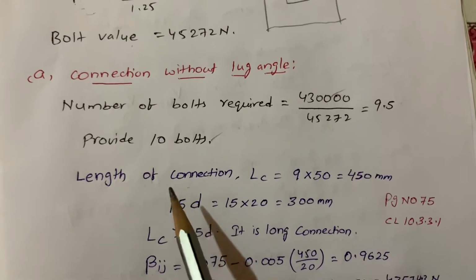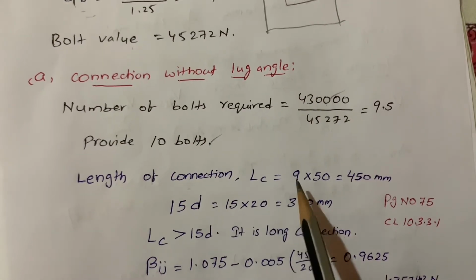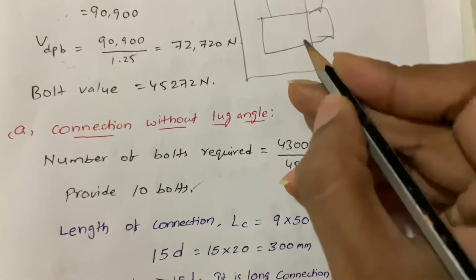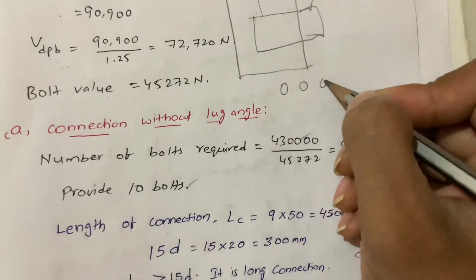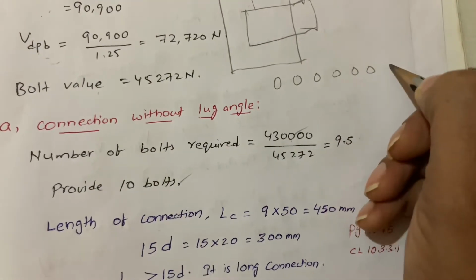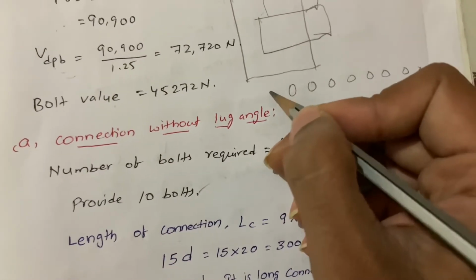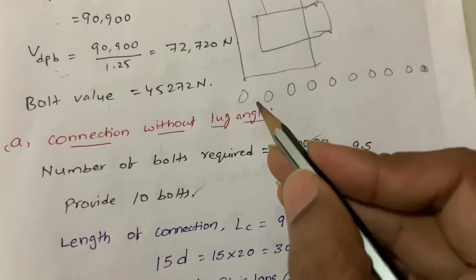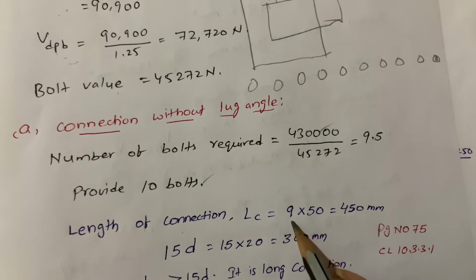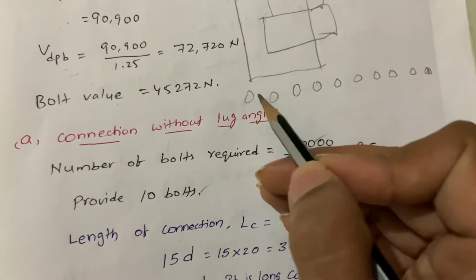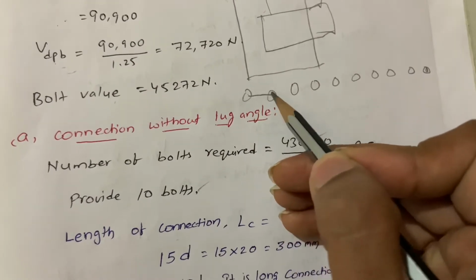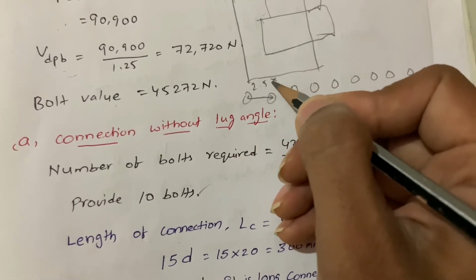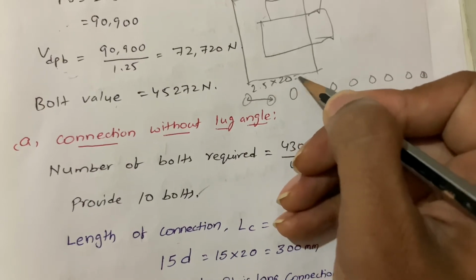And next, length of the connection, LC. That is, total 10 bolts are there. If suppose 10 bolts like this, 4, 5, 6, 7, 8, 9, 10. Total 10 bolts are there. If suppose the connection is so, I am taking here 9. That is bolt to bolt distance, that is pitch distance from this center to the center, nothing but 2.5 into D. So D is 20, that is 50 mm.